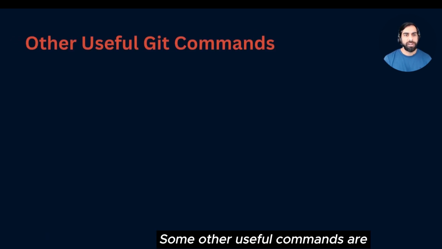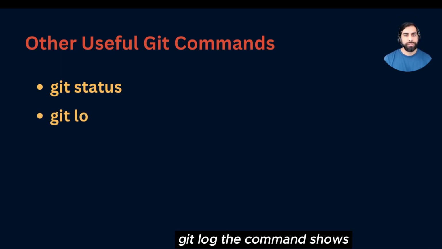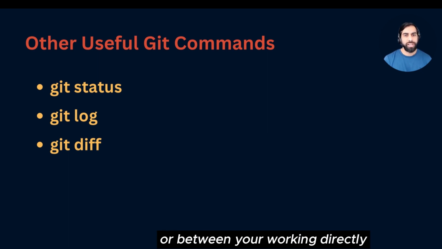Some other useful commands are git status. The command shows the status of the working directory and the staging area. This is a useful command to run to see what changes you have made and what changes are still staged. Git log. The command shows the history of your commits. This is a useful command to run to see what changes have been made to your project over time. Git diff. This command shows the differences between two commits or between your working directory and the staging area. This is a useful command to run to see what changes have been made to a file.